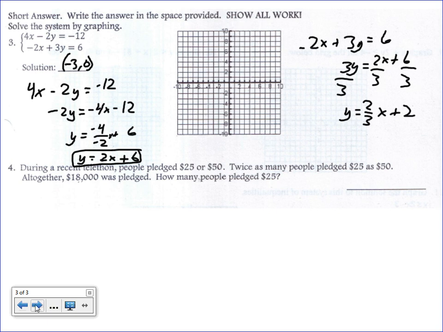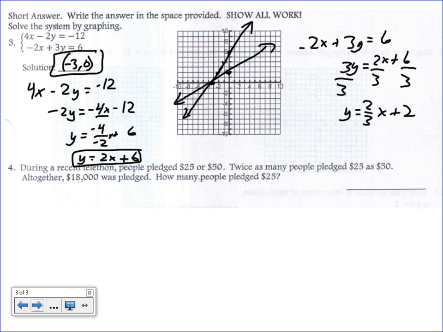Let's see if I can graph these better. My slope is down 2 over 1, down 2 over 1, down 2 over 1. There we go. And y equals 2/3 x plus 2. So here's plus 2. Down 2 over 3, and so now they cross in a correct place. Point being, I now think the answer is -3, 0.